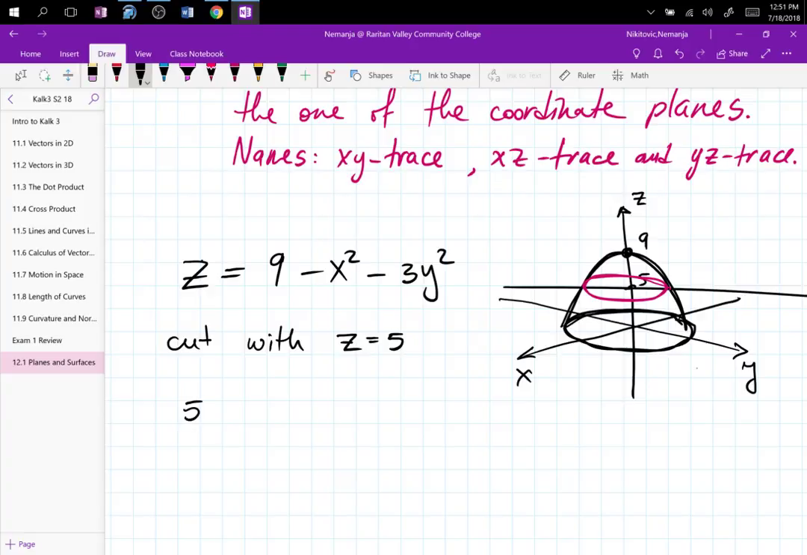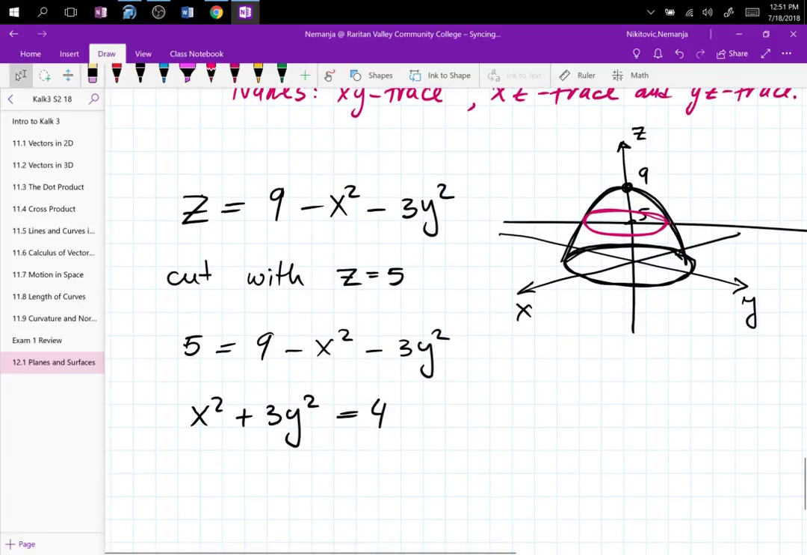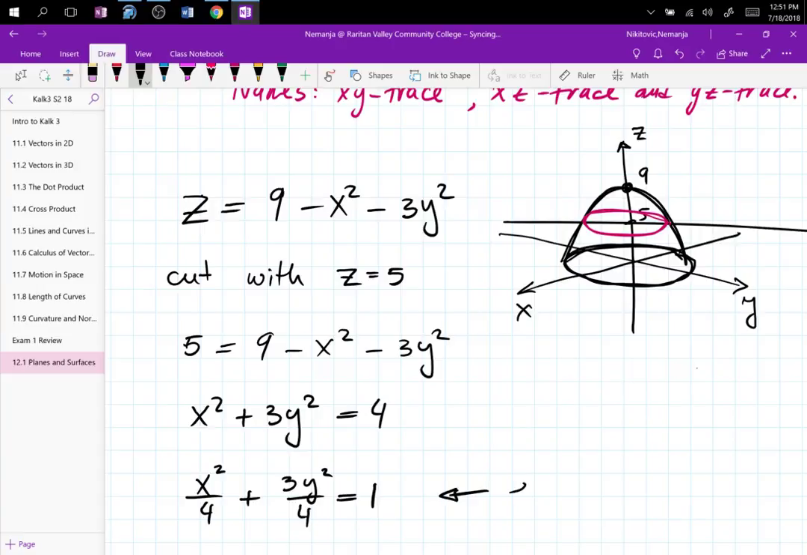So now we have 5 is equal to 9 minus x squared minus 3y squared. Put x squared and y squared on the left-hand side, move 5 to the other side, which creates 4. Divide through by 4 to get your 1 on the right-hand side. And there you go. Ellipse. Exactly what we were expecting.